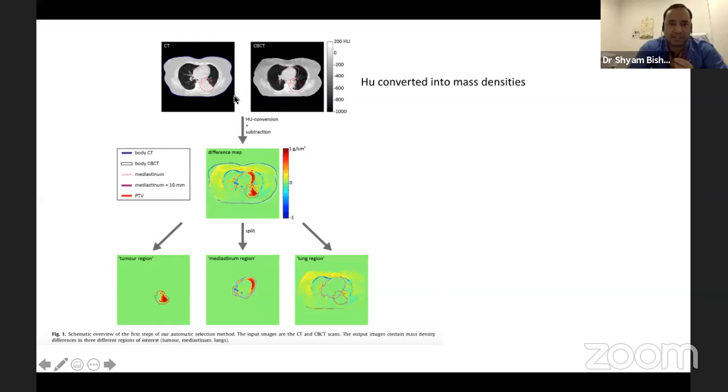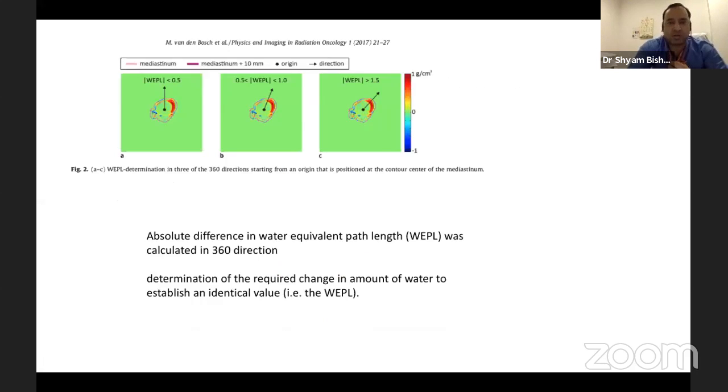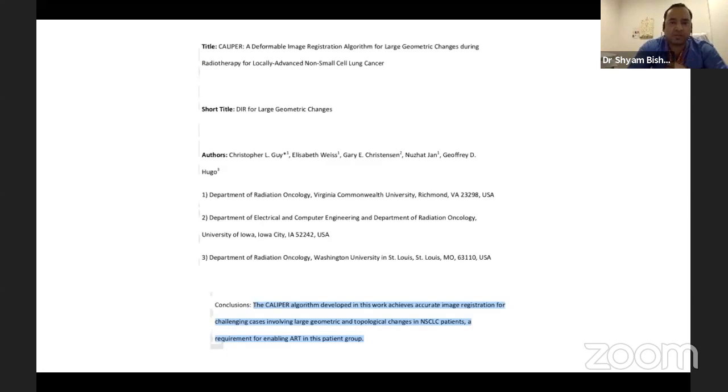This is, on the left side, the CT scan, and on the right, the CBCT. They convert the HU values into mass densities and do a rigid registration. The discrepancies between the two CTs are mapped out in the tumor area, mediastinum, and the lung lesion, and based on the algorithm, they can predict when adaptive radiotherapy should and should not be done. There are also some deformable registration tools available for this.